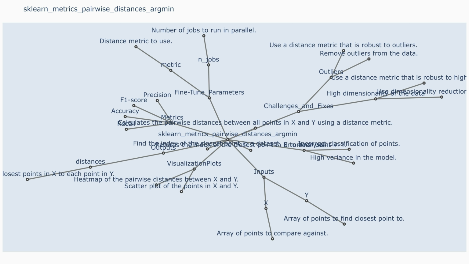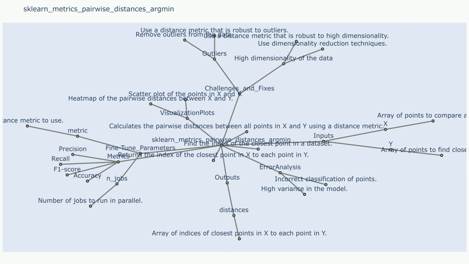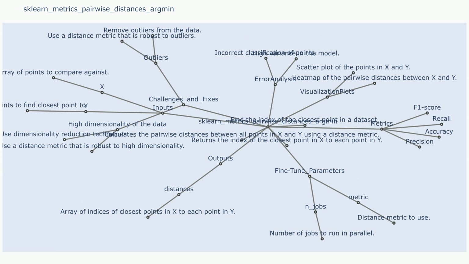sklearn.metrics.pairwise_distances_argmin. Description: this function calculates the indices of the closest points in a set of data points to a given set of query points. It uses the specified distance metric to compute the distances between each query point and all data points and then returns the indices of the closest data points for each query point.